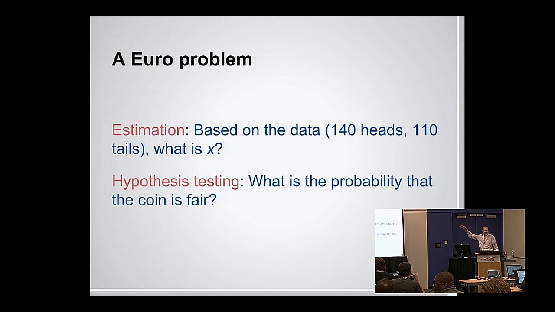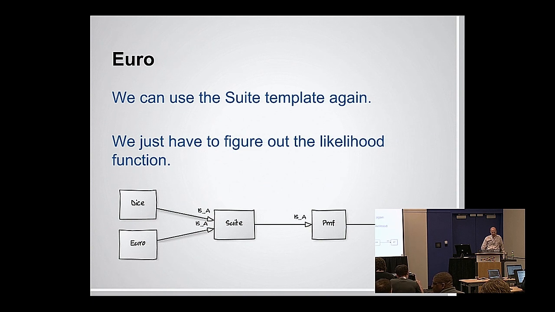Okay, as I said, we're going to do this in 2 steps, estimation and then hypothesis testing. The first step is estimation. We're going to use the Suite class again. We're going to have a new class called Euro. Again, it's going to inherit from Suite. So you get update for free. Your job is to write likelihood.